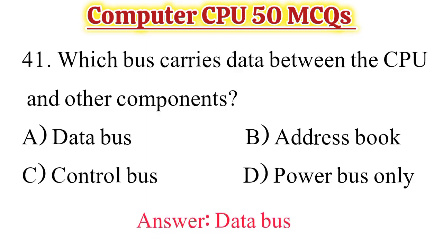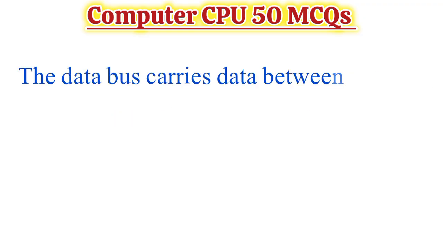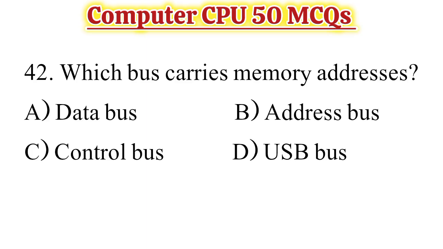Answer: data bus. The data bus carries data between the CPU, memory, and other components. 42. Which bus carries memory addresses? A. Data bus. B. Address bus. C. Control bus. D. USB bus.